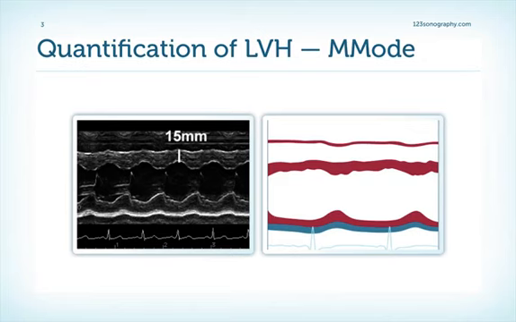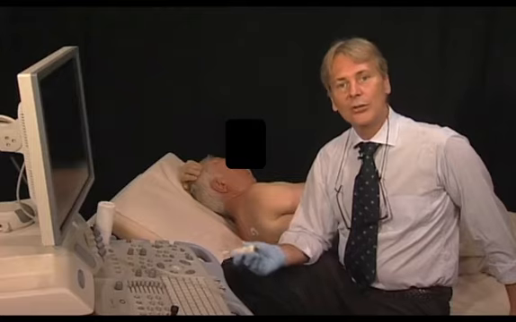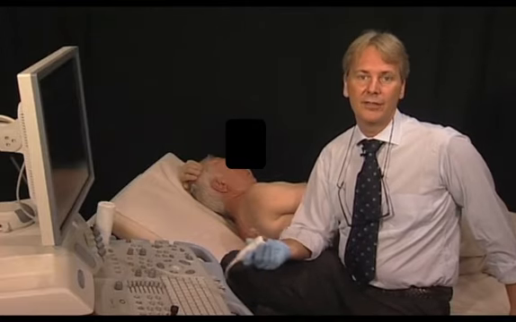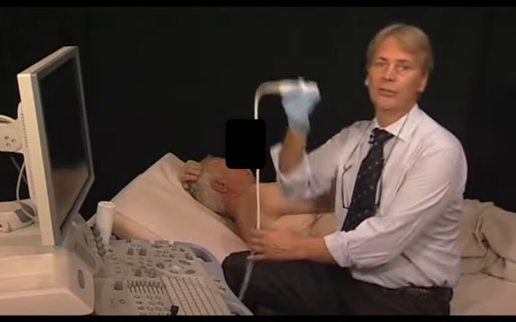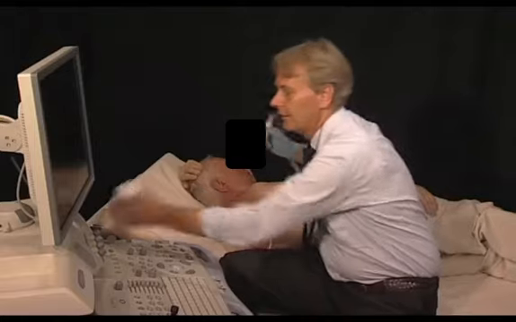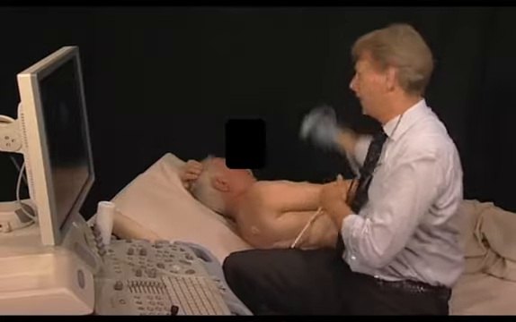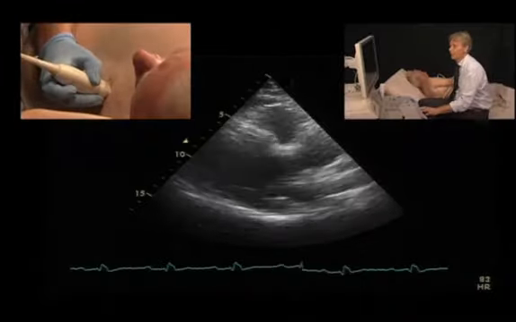I want to start out with the probably most applied method of measuring the thickness of the septum, the M-mode of the left ventricle. So how do we quantify the thickness of the interventricular septum using M-mode? Before we do the measurement, we first have to look at the parasternal long axis view to see if we can actually perform the M-mode measurement.